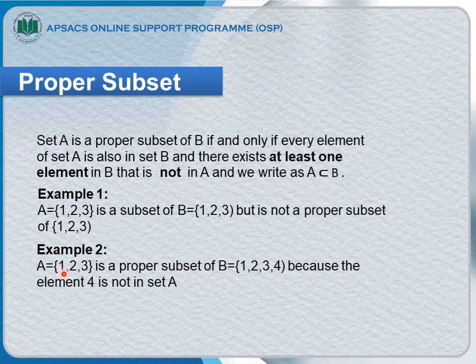In set A we have elements 1, 2, 3 and A is a proper subset of B. In set B we have 1, 2, 3, 4, because the element 4 is not in set A. Focus here: at least one element in B that is not in A. So here 4 is not present in set A. So A is a proper subset of B. Hence, A is a proper subset of B.